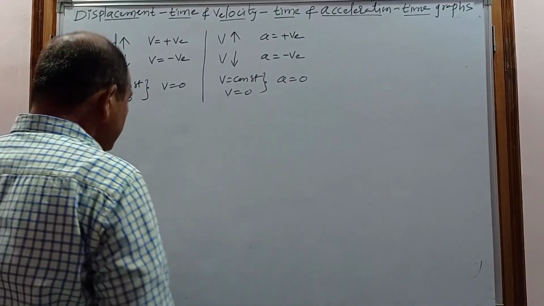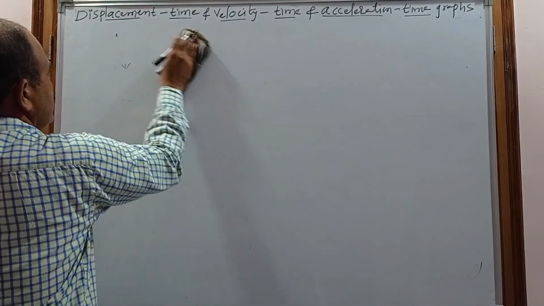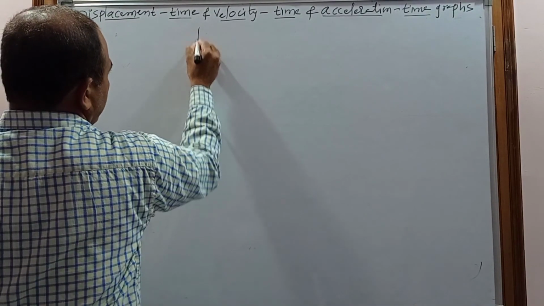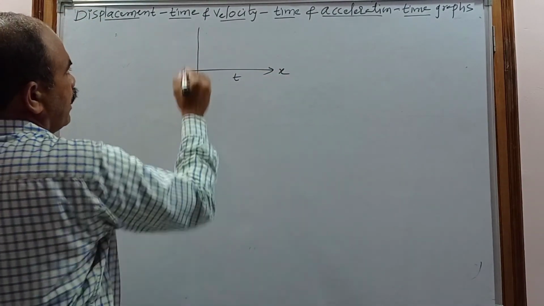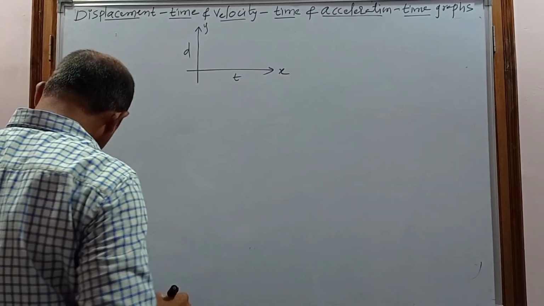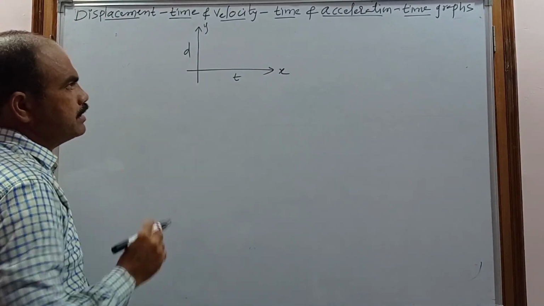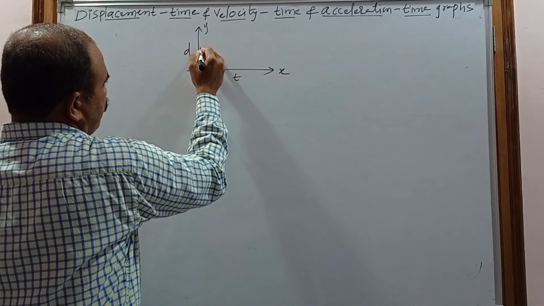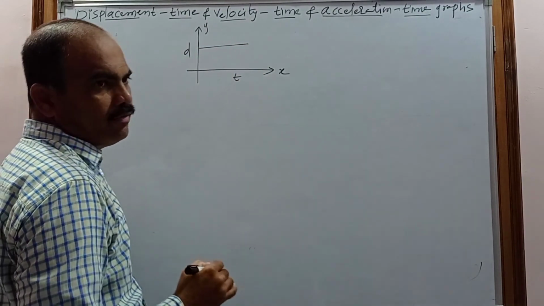Next, coming to the displacement versus time graphs. By taking time on the x-axis and displacement on the y-axis, if we draw the graph, that graph is called the displacement versus time graph. The displacement versus time graph will be like this. From this graph we can find two things.